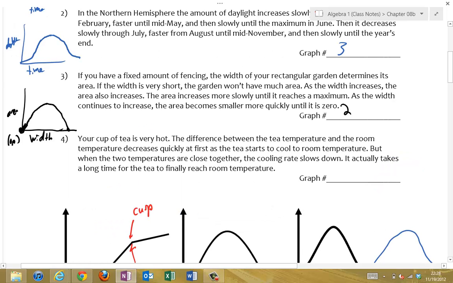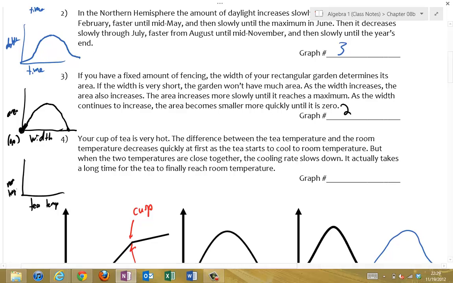Finally, your cup of tea is very hot. The difference between the tea temperature and the room temperature decreases quickly at first as the tea starts to cool to room temperature. But when the two temperatures are close together, the cooling rate slows down. So we have tea temperature and room temperature.